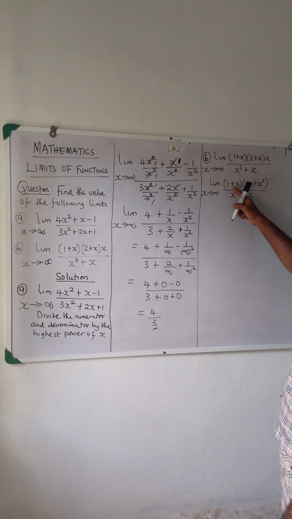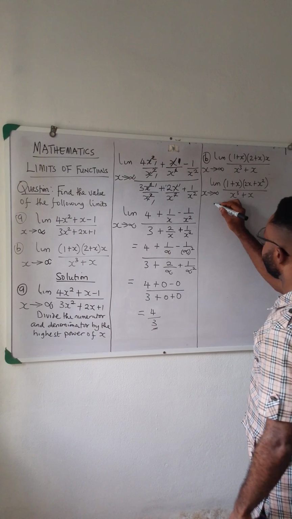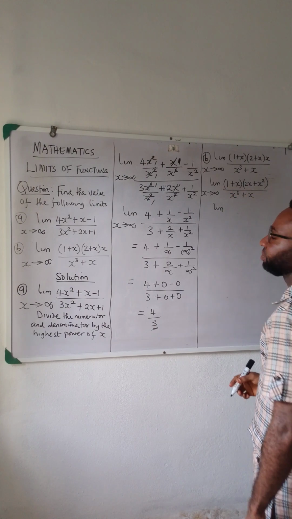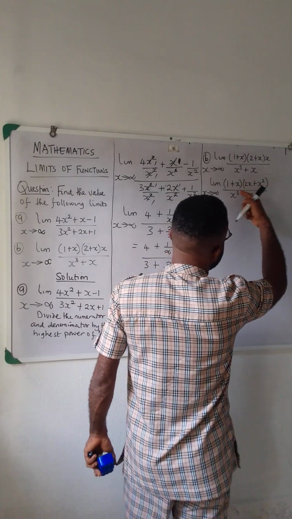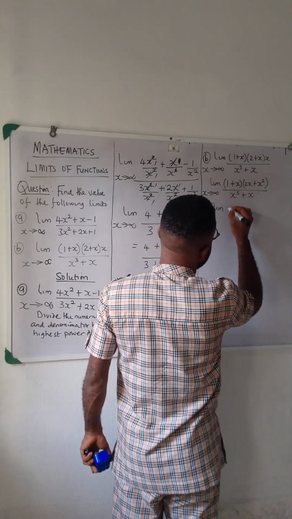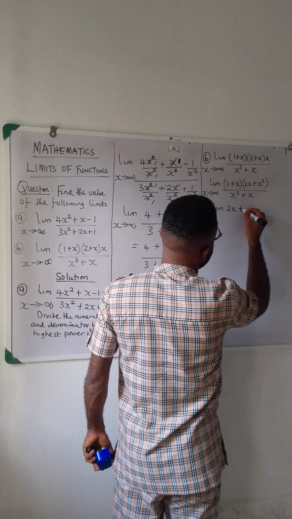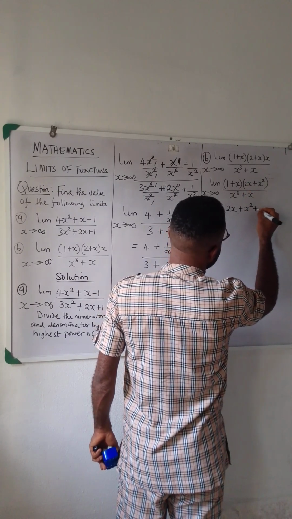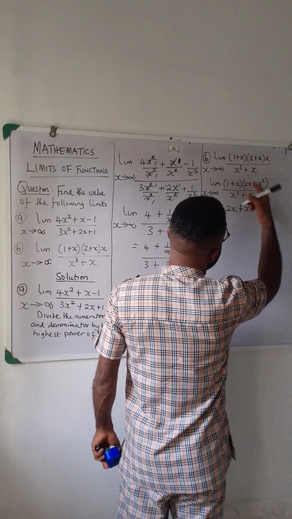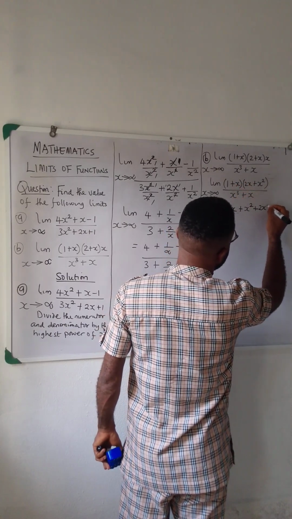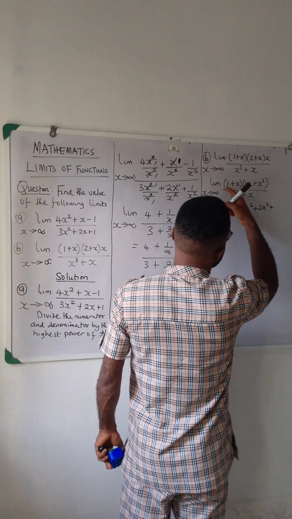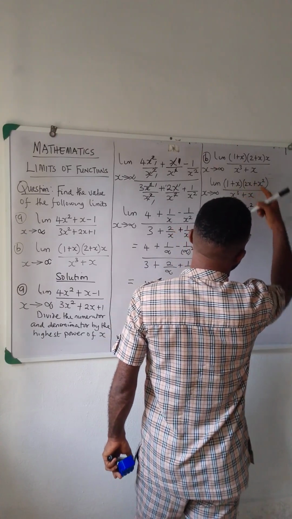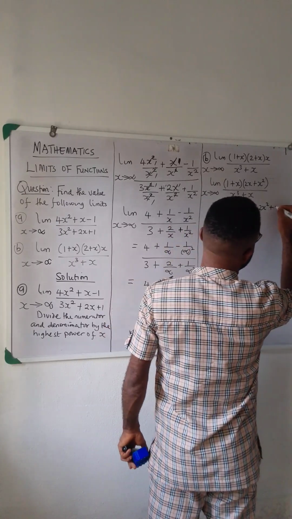Okay, we can also open the bracket using this. So this will be limit of 1 times 2x will give us 2x, plus 1 times x squared will give us x squared, plus x times 2x will give us 2x squared.